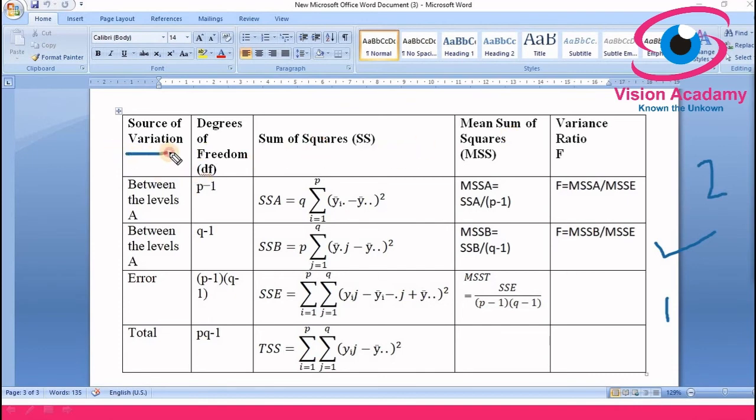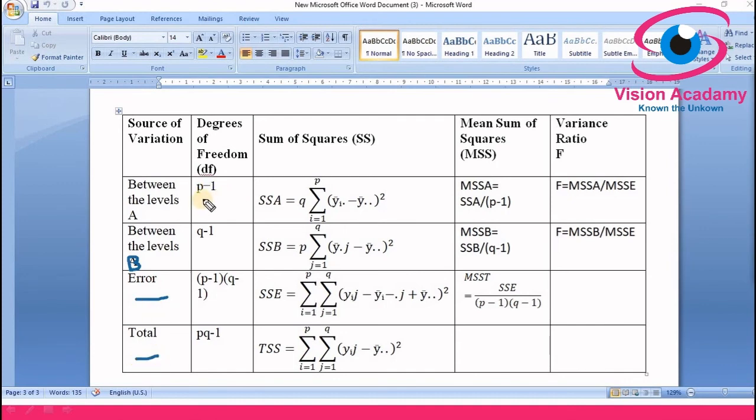Firstly, we know the sources of variance, that is variation, degree of freedom, sum of square, mean sum of square, and finally F ratio. So this is the row side, and in this column we know that we had between treatments in one-way ANOVA. In this case, between the levels A, and here between the levels B. So level of factor A, level of factor B, and finally error, and we will have a total.